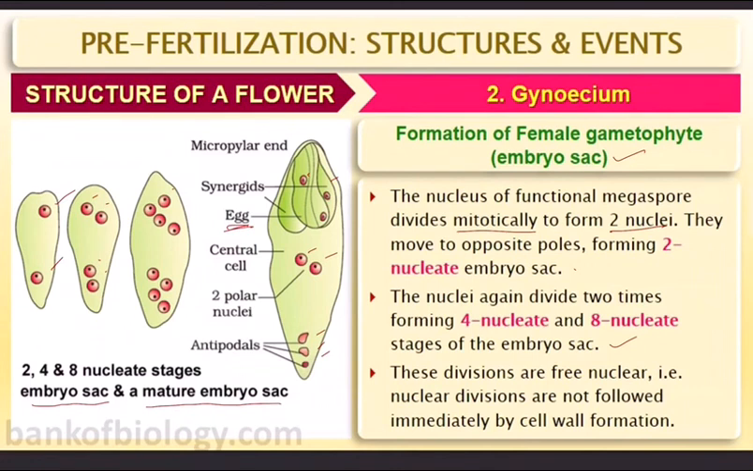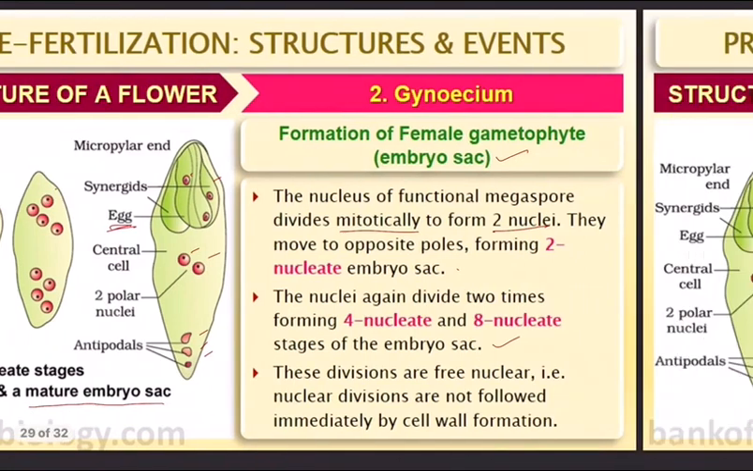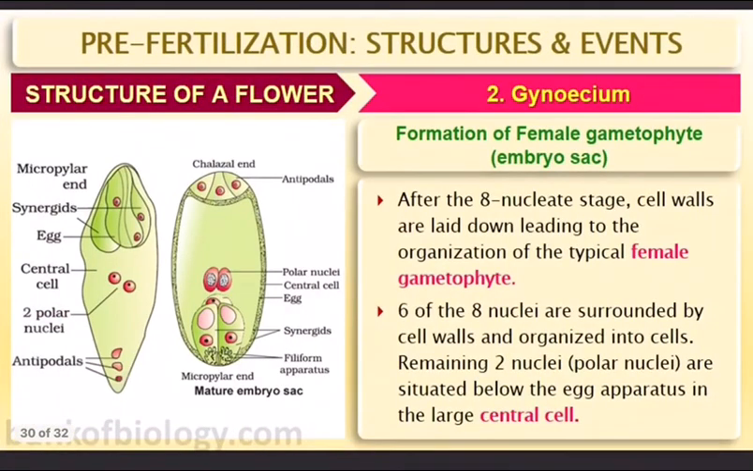So out of the 8 nucleate, 3 down, 3 up. So 3 plus 3, 6. Centrally 2 polar nuclei. So 6 plus 2, 8. This is the 8 nucleate embryo sac, right? Now, until now only the nucleus is divided. Now cytoplasmic walls will be formed and cells will start forming. So formation of female gametophyte, embryo sac.